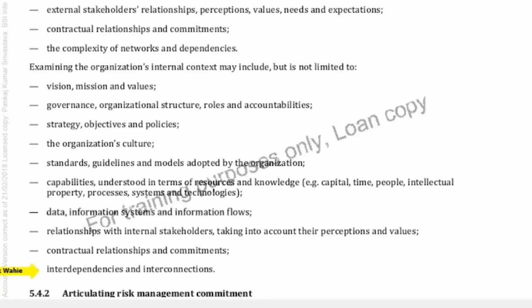So I hope you understood how to determine internal issues and external issues. Is it clear to everybody? Please raise your hands. This is the most important point when you're designing the risk management framework.